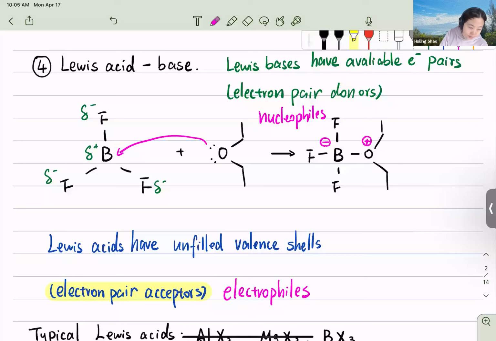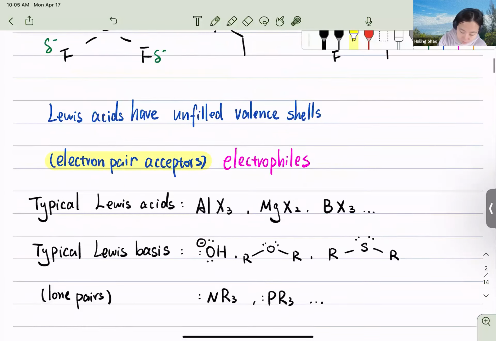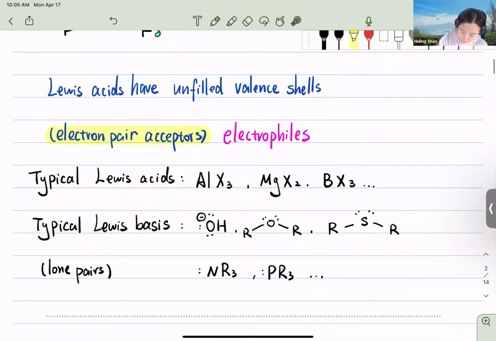In organic chemistry, you'll see some typical Lewis acids. When we say it is a Lewis acid, normally we're talking about a species that has an electrophilic center. Like the BF3 we show here, you can have AlF3. Here X just stands for halogen. So you can have aluminum halogen, magnesium halogen, boron halogen. Any species that has an electron deficient center or unfilled valence shell.